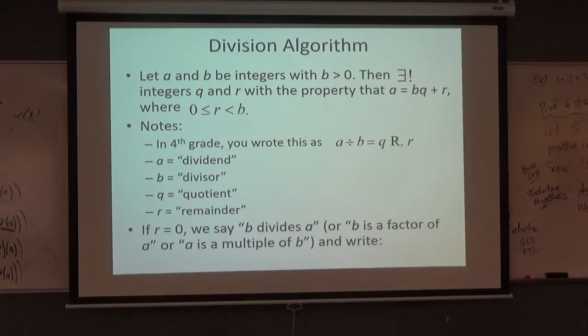This can include negative numbers for A. 9 does divide negative 18. And 0, 9 divides 0.